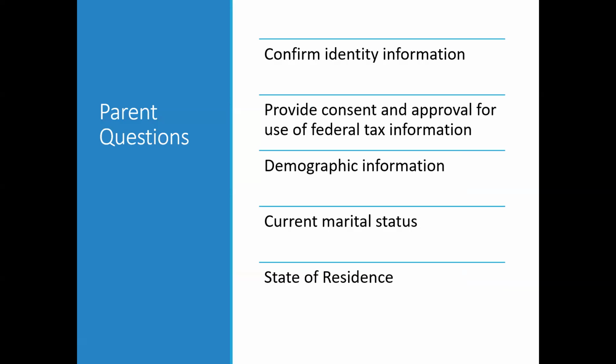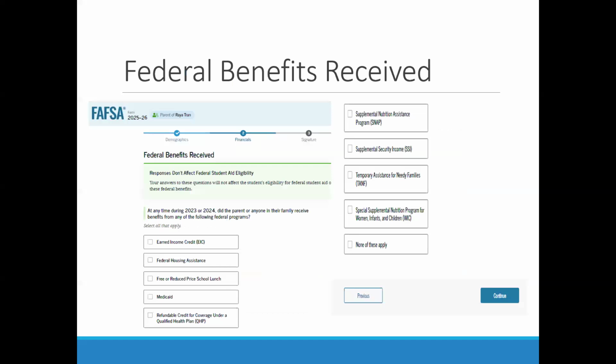So the parent questions are similar to the student questions. You're going to, again, confirm your identity information. You'll provide consent and approval for the use of your federal tax information from the IRS. You'll answer demographic information. You'll also answer your current marital status and the state of residence. Some other things that aren't answered on the student side will be if the household received any federal benefits. So you'll go ahead and review those and click any that apply.